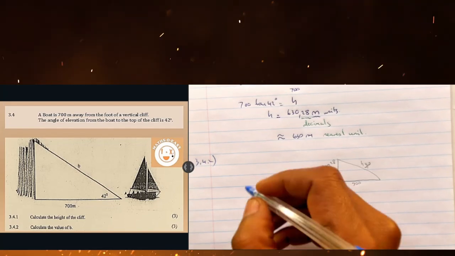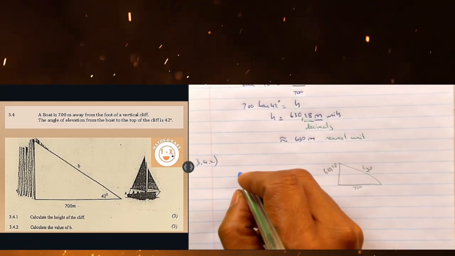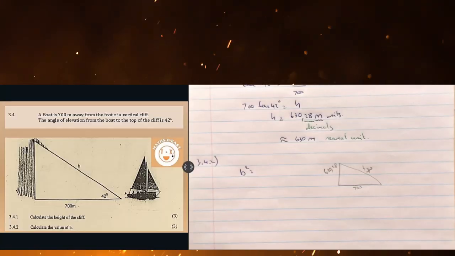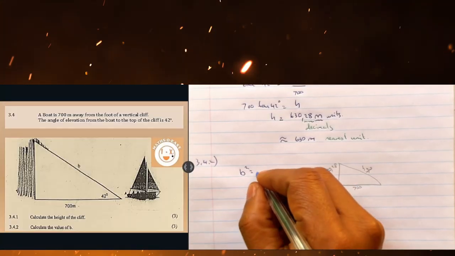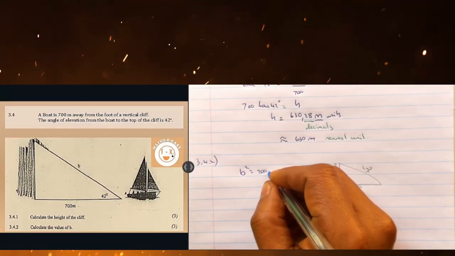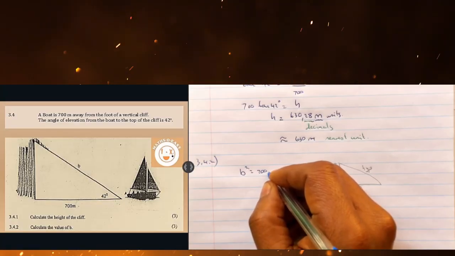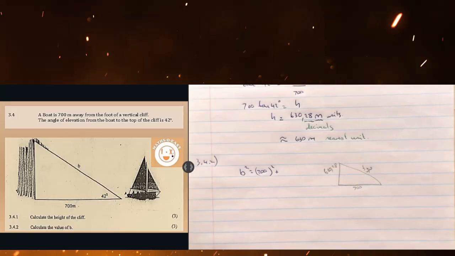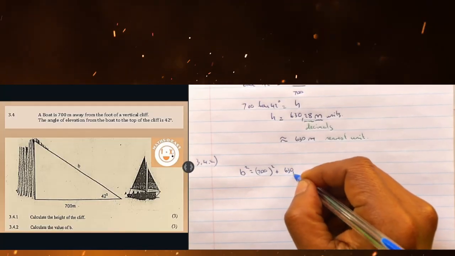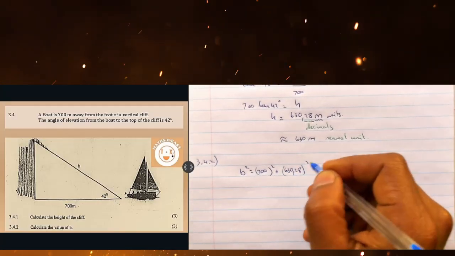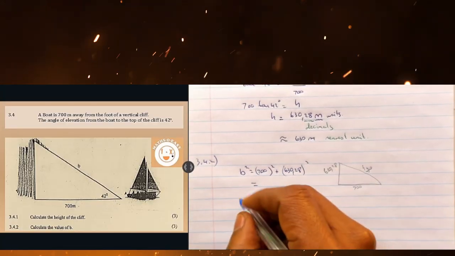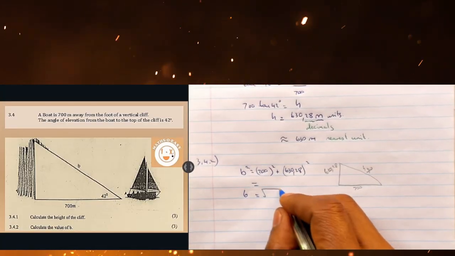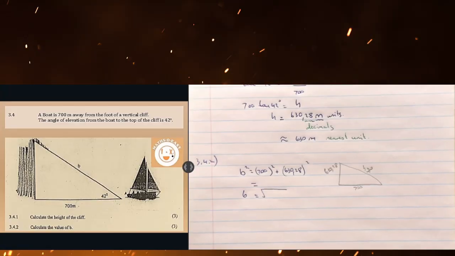So we are going to say b squared is equal to what? It's the longest distance. It will be equal to 700 meters squared. We'll put the units after. 700 squared plus 630.28 all squared. Then we'll find our b by taking the square root of that value.